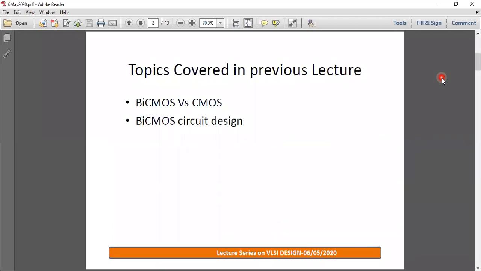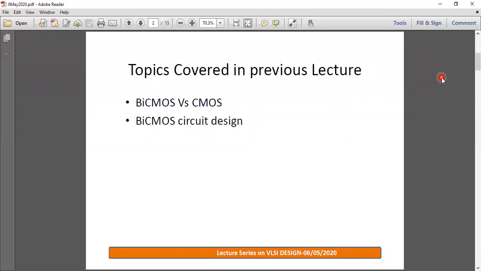So in the previous lecture, we discussed BiCMOS technology. As you know, BiCMOS technology is the combination of bipolar and CMOS technology. So in BiCMOS technology, MOSFETs are used at the input side because it offers high input impedance. Plus MOSFETs are used to implement the logic operation, and BJTs are used at the output side because BJT has higher current driving ability. And we implemented BiCMOS NOT gate, BiCMOS NAND, BiCMOS NOR gate, and we analyzed these circuits for different input combinations.